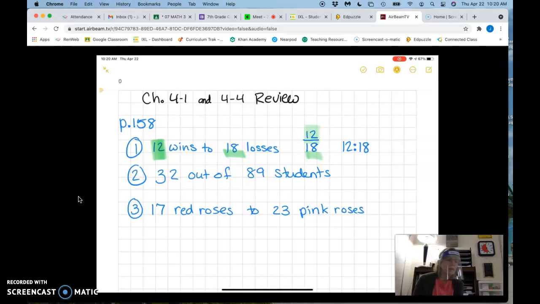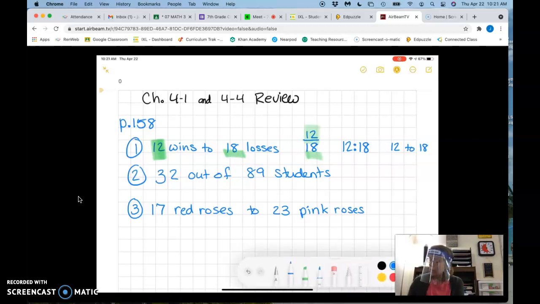12 to 18. And then there's one more way to write a ratio. Does anyone remember what it is? It's with actual words. You just use the little word to: 12 to 18. So that's 3 ways that you can write the ratio for 12 wins to 18 losses. But on the test tomorrow, you're going to write it as a fraction. So this is the way that you need to know for the test.